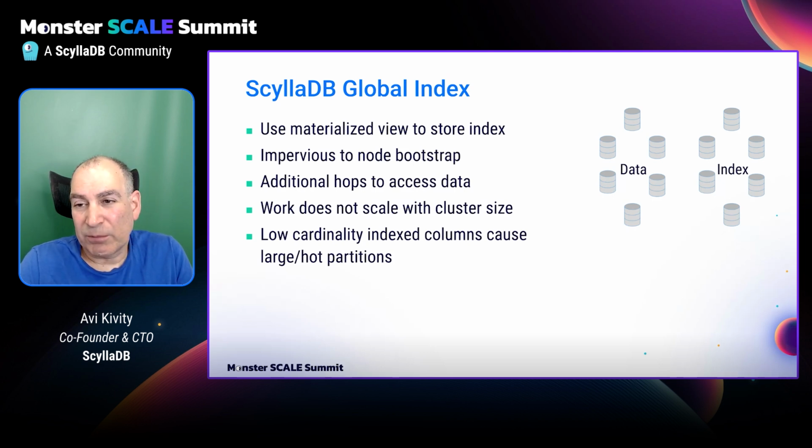However, and that's the important part for us, the work does not scale with the cluster size. So if you're adding more nodes, you will get more throughput out of your index. It's not perfect, however. If you have columns that have low cardinality, they can cause large partitions, and they can also be hot partitions, which are a problem. So it's not a perfect solution, but for workloads which are well prepared, it scales very well.